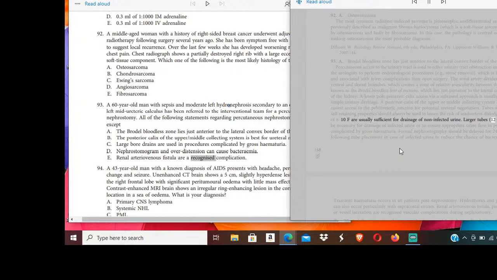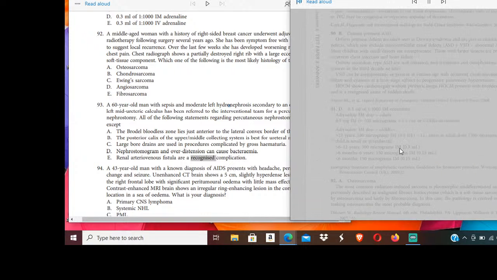Larger tubes, 12-14 F, may be necessary for drainage of infected urine, or to ensure appropriate urine flow in procedures complicated by gross hematuria. Formal nephrostography should be delayed for 48 hours following tube placement in case of infected urine to reduce the chance of bacteremia. Chapter 6. Test Paper 3, Answers.